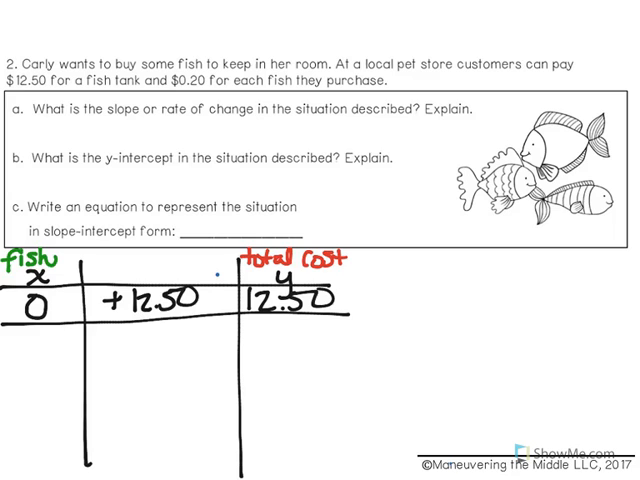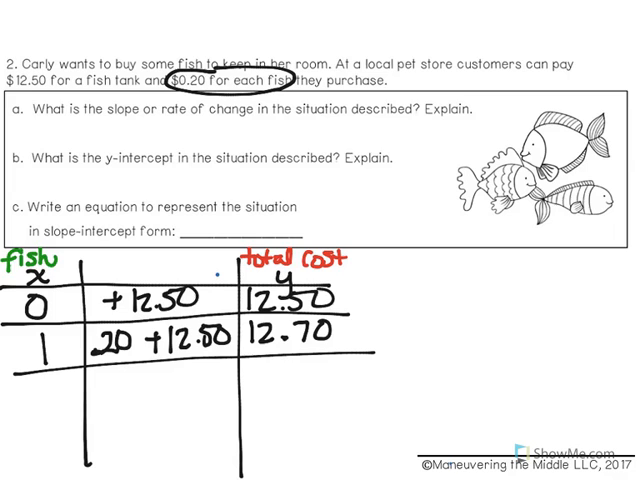If I am buying one fish, I'm now going to take that 20 cents for each fish. So that looks like I'm going to be multiplying. So I'm going to multiply 1 times 20 cents, which is 20 cents. And then I'm going to also still have to add the fish tank, $12.50, to it. So my total cost would be $12.70 for one fish.